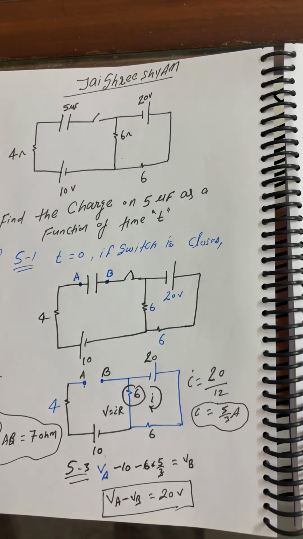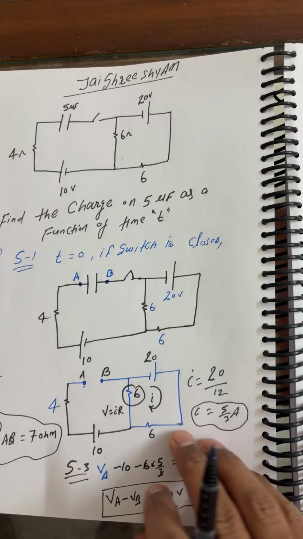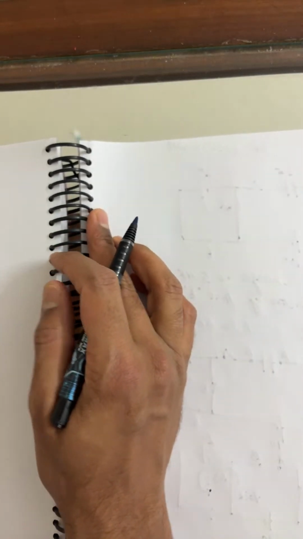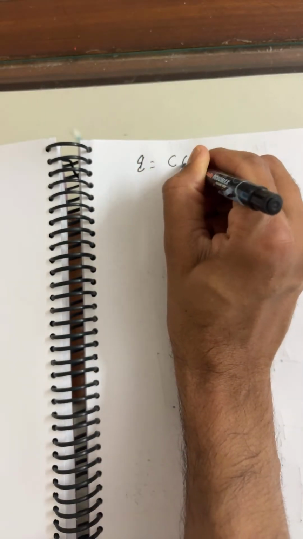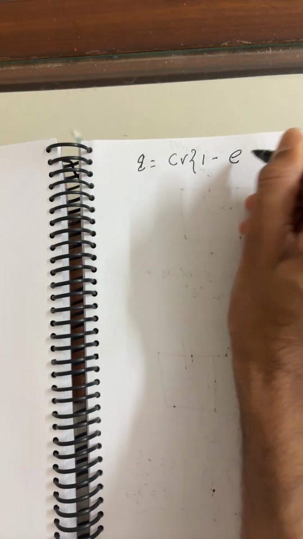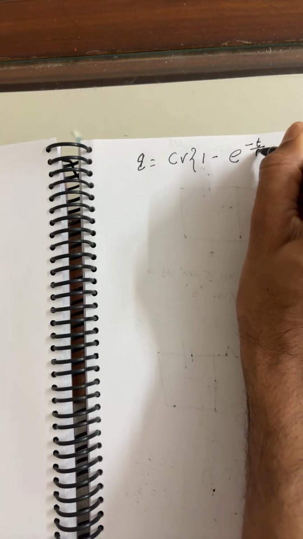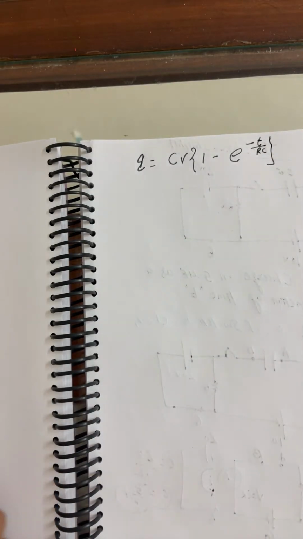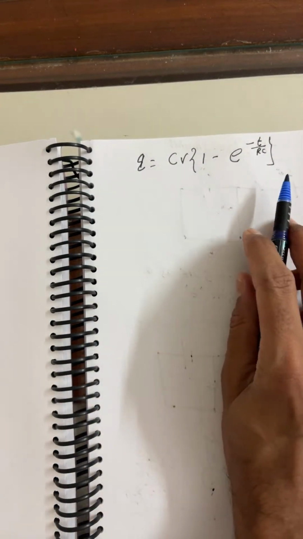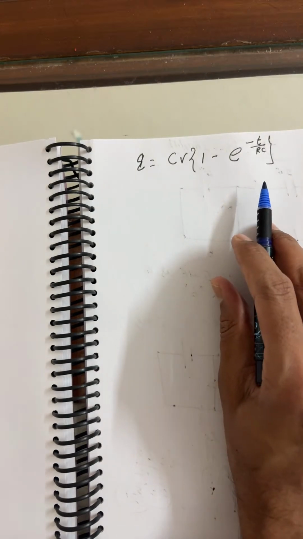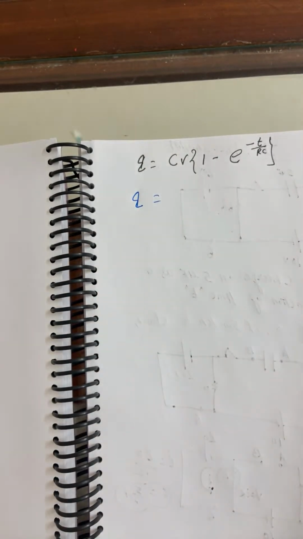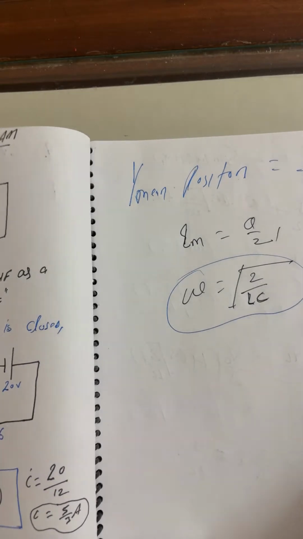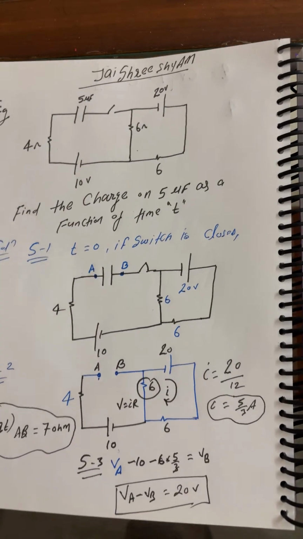We wish to find here Q as a function of T. So now I'm going to use the formula for charge as a function of time T. Q is equal to CV times 1 minus e to the power minus T by RC. I hope all of you remember. Someone requested, so stay in the live session, I will get everything. So V we just now found. You can take a snapshot.